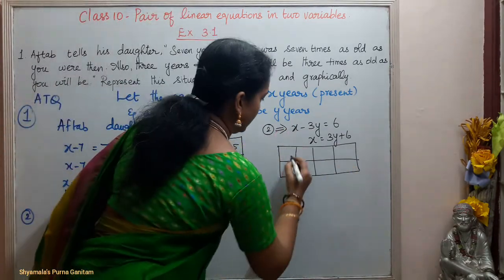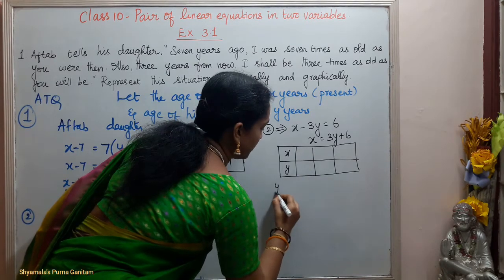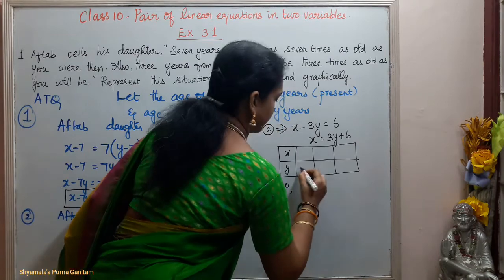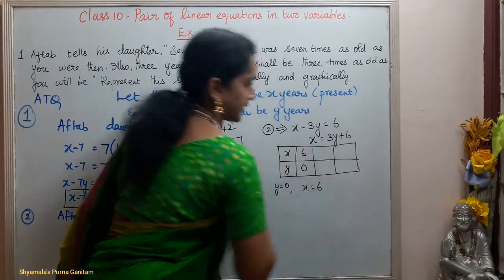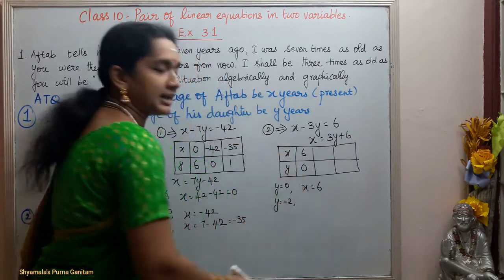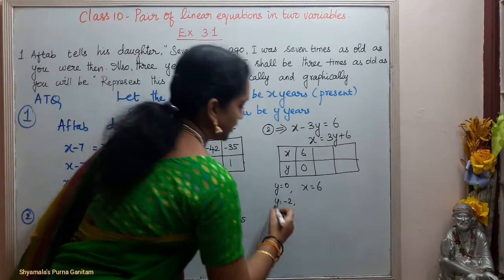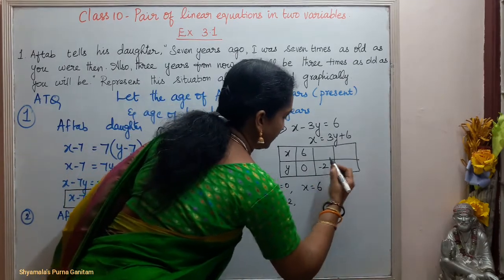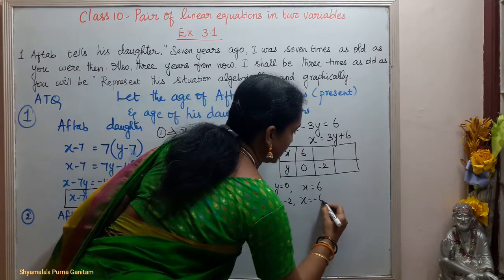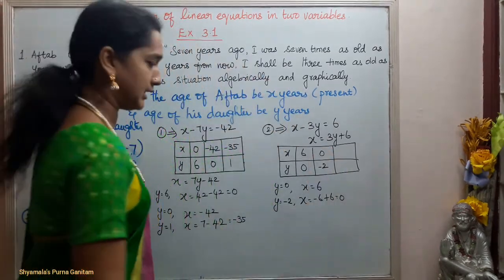Okay, so here x and y. If I take y value is equal to 0, my x value will be 6. 0 and 6. Then if I take y value as minus 2, any x values, any y values we can take and plot in the graph. So y is equal to minus 2. Then x is equal to minus 6 plus 6, which is equal to 0. My x value will become 0.